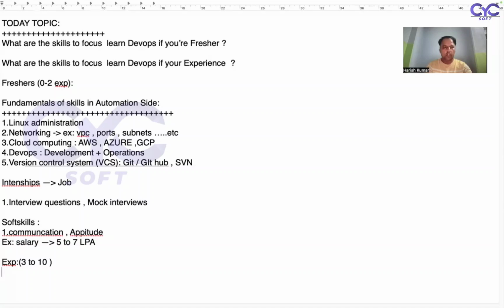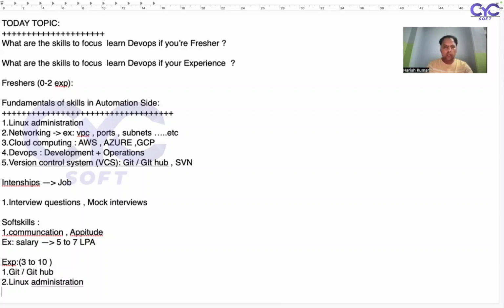The first one is Git and GitHub repository. Next one is Linux administration, guys. So those who have already learned the development side, that is Git and GitHub repository, the next one you have to learn fully is Linux administration. You need to learn Linux administration completely.